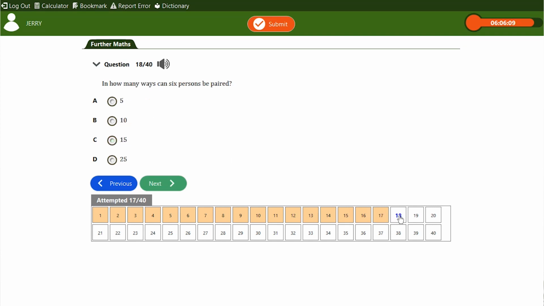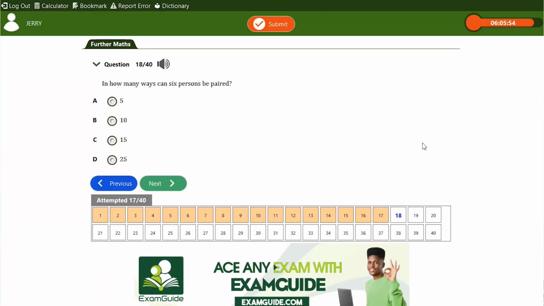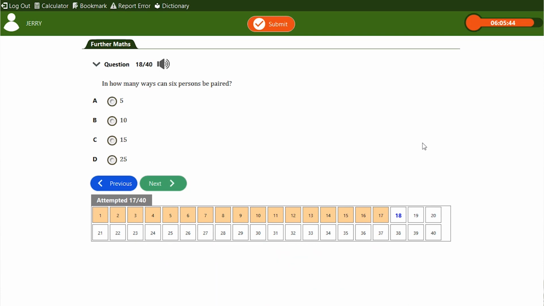Option C. In how many ways can 6 persons be paired? Funny question. The word pair means 2. How many people are involved? 6 people, meaning 6 combination 2. That is all. No stress.